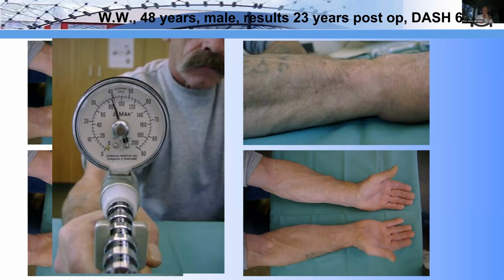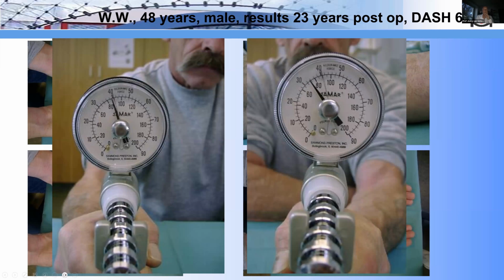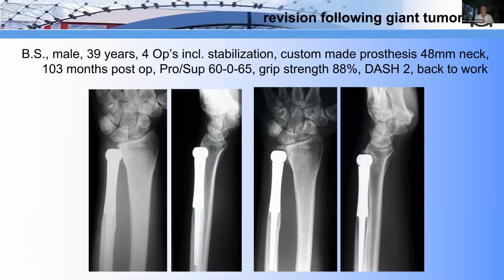So after 23 years, he had a DASH of 6, and he had more grip strength on the dominant side, the side where he had the replacement, than on the non-replacement side.